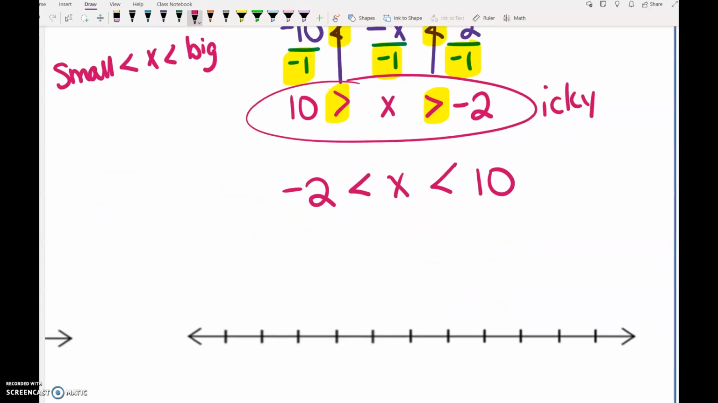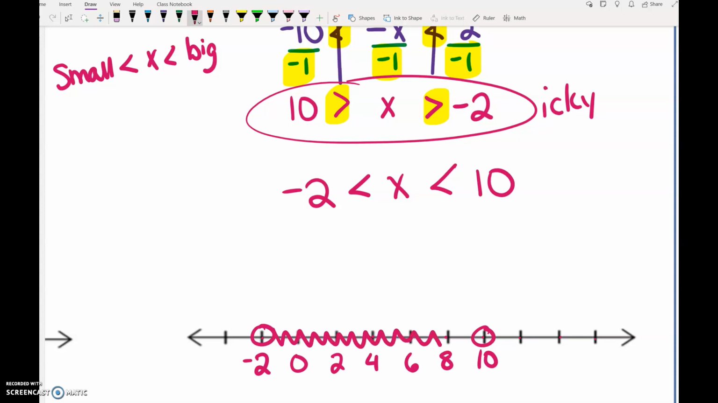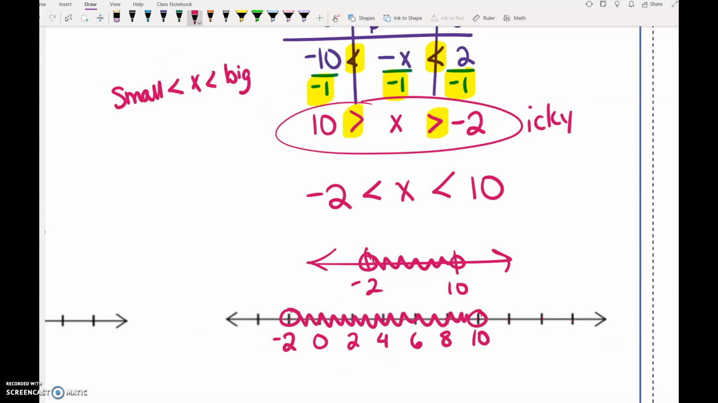Now, graph that on your own. Pause the video. Open circle at -2, open circle at 10, and we're going to shade in the middle. You don't need to put all the numbers. Honestly, a long time ago, I would just give you an arrow and have you do it like that. So you don't have to have tons of detail on there. On EdSite, it will give you the whole scale and it'll show you where the numbers are. It gives you the number line in EdSite.